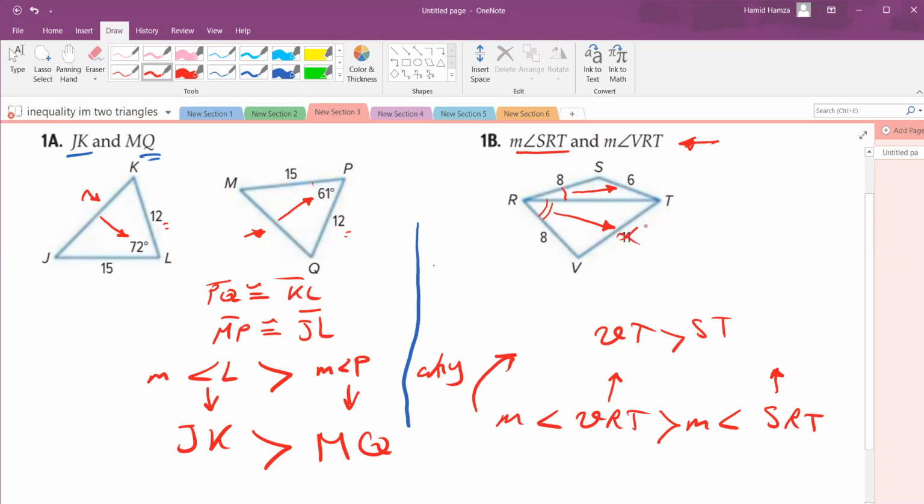So we take this and we take this. What about the other two sides, guys? Do we have congruent? Yes. What is the congruent? The first one is RV congruent to RS. And the second one, RT reflexive. RT congruent to itself.